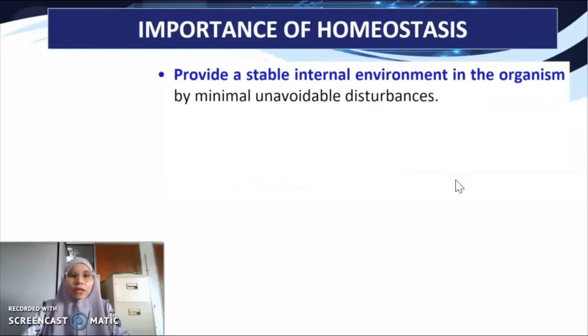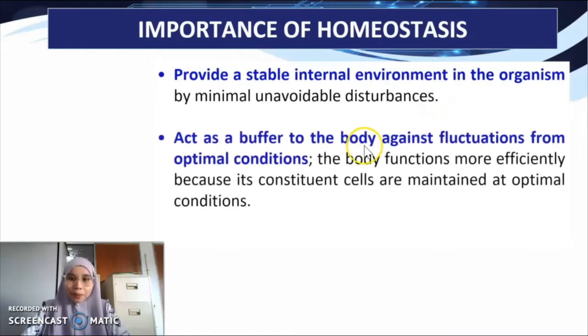The importance of homeostasis. Homeostasis will provide a stable internal environment in the organism by minimal unavoidable disturbance. This is to provide a suitable environment for the reactions in our body to occur. Homeostasis also acts as a buffer to the body against fluctuation from optimal conditions, where the body functions more efficiently because its constituent cells are maintained at optimal condition. Fluctuation refers to the changes in the body.